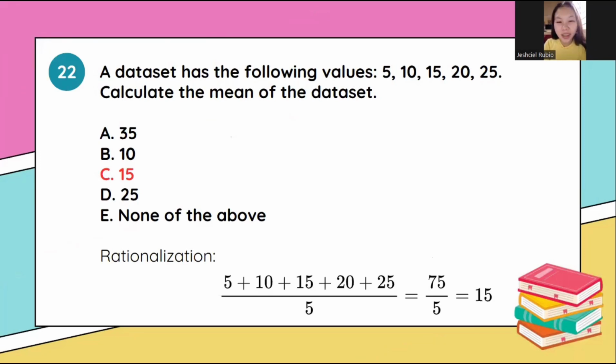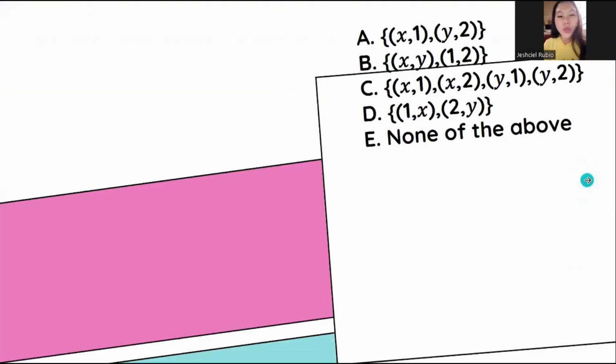So why 15? It's because when calculating the mean, we need to add all the data. So we have 5 plus 10 plus 15 plus 20 plus 25 over 5, since there are 5 values in the data set. 5 plus 10 plus 15 plus 20 plus 25 is equal to 75. Then copy over 5. So 75 divided by 5 is equal to 15. That's why the correct answer is letter C, 15. Next, let's proceed to 23.